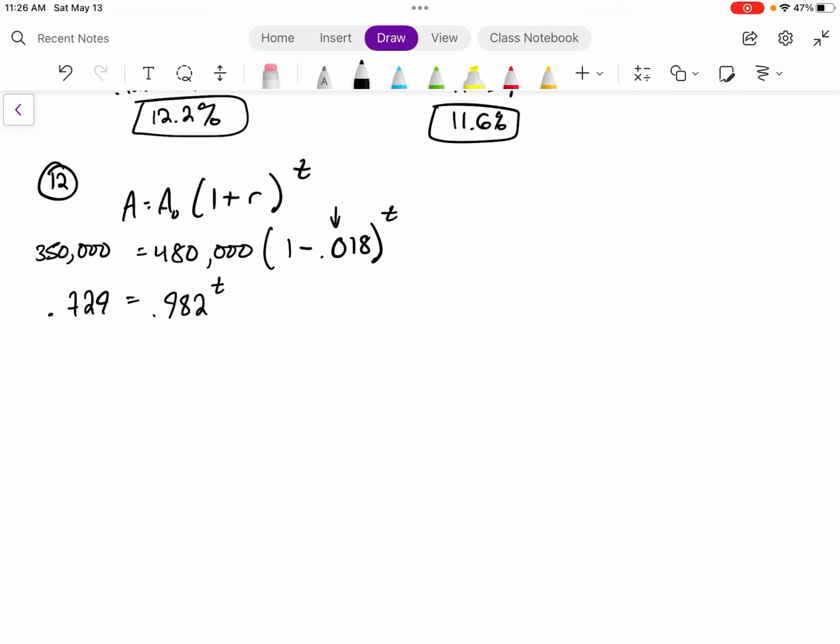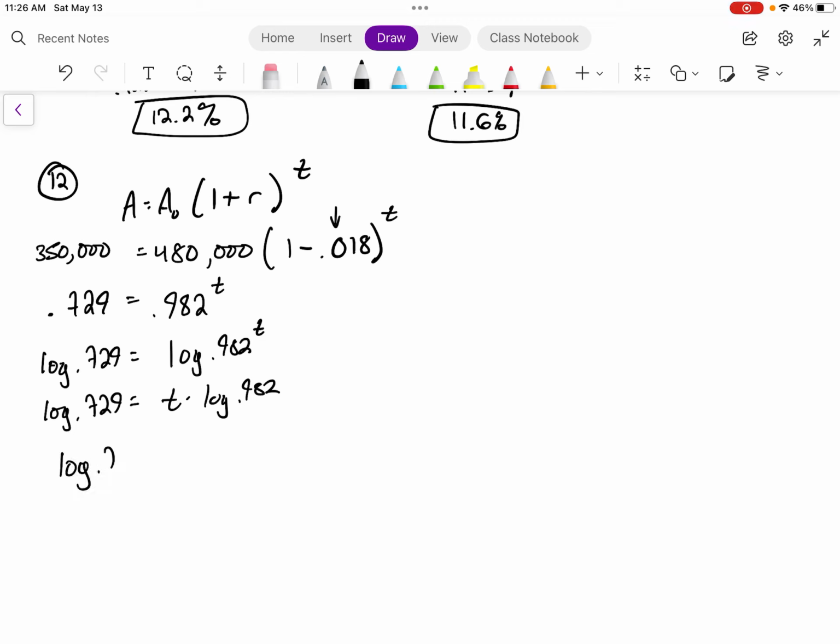How do we solve this? Well, we're going to take the log of both sides. We're going to take log 0.729 and log 0.982 to the t. Okay, when I take the log of both sides, that t comes downstairs. Right? When I'm solving for an exponent, we take logs of both sides. Okay, and we're going to be left with log 0.729, which is just a number, equals t times log 0.982, which is also just a number. We're going to divide by log 0.982, and I'm going to be left with something that looks like this.